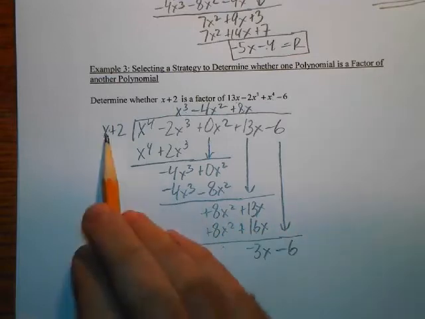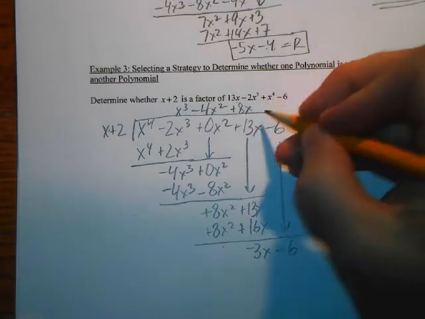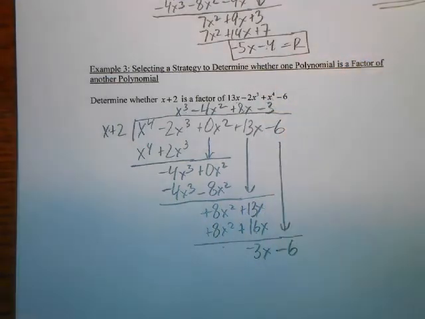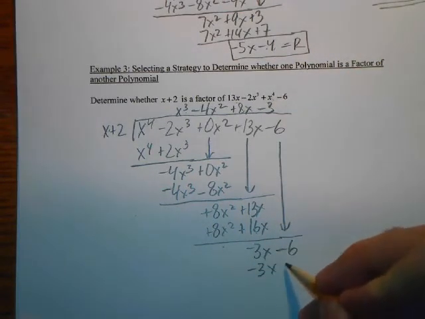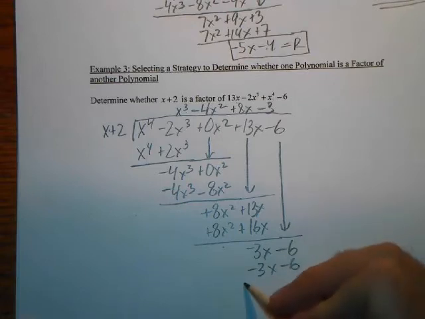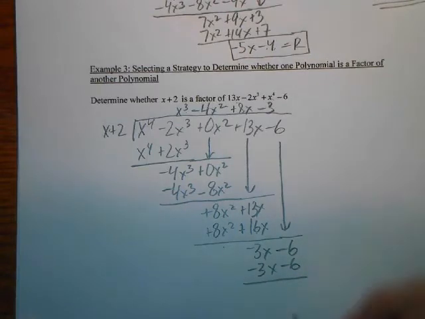And what do I multiply x by to get negative 3x? That's negative 3. So negative 3 times both of these gives me negative 3x minus 6. And that is good news because when I subtract, I get 0, which is the remainder.